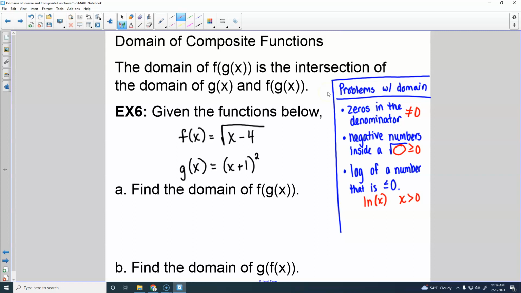Okay? That word right there, intersection, we can think of it as the overlap. And I'm going to show you what I mean by that here in a minute. And notice that in this case we're talking about f of g of x. So we're going to consider first the domain of g of x, that's your inside function. And then the f of g of x is the total composite.